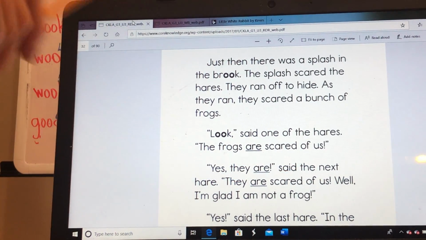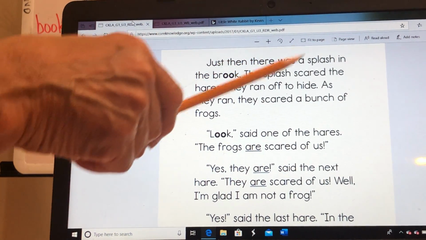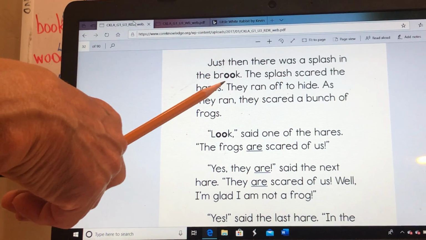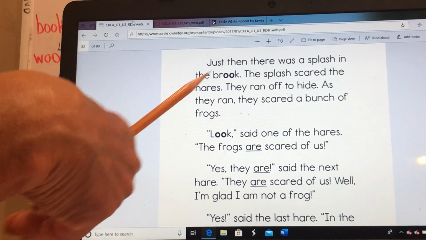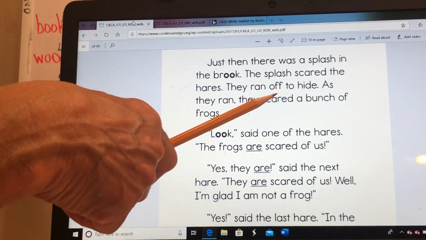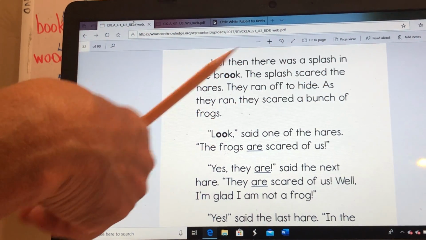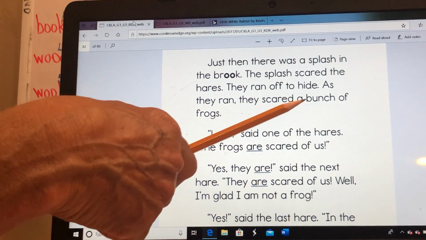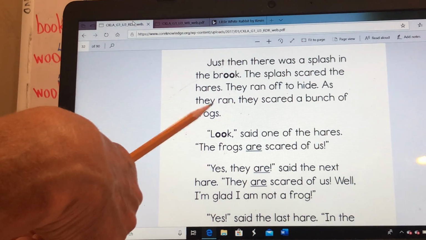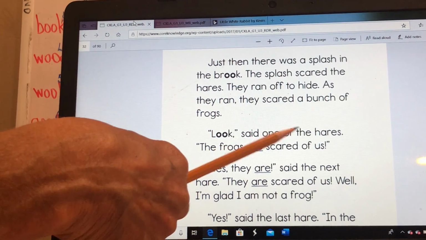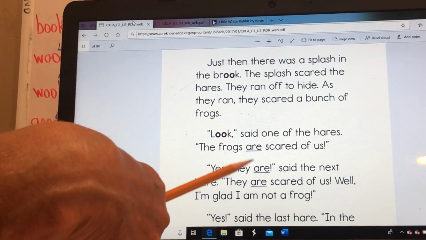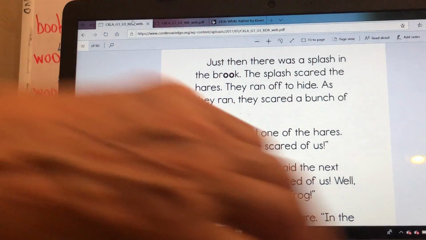Let me read that again. Just then there was a splash in the brook. The splash scared the hares. They ran off to hide. As they ran, they scared a bunch of frogs. Look, said one of the hares, the frogs are scared of us.